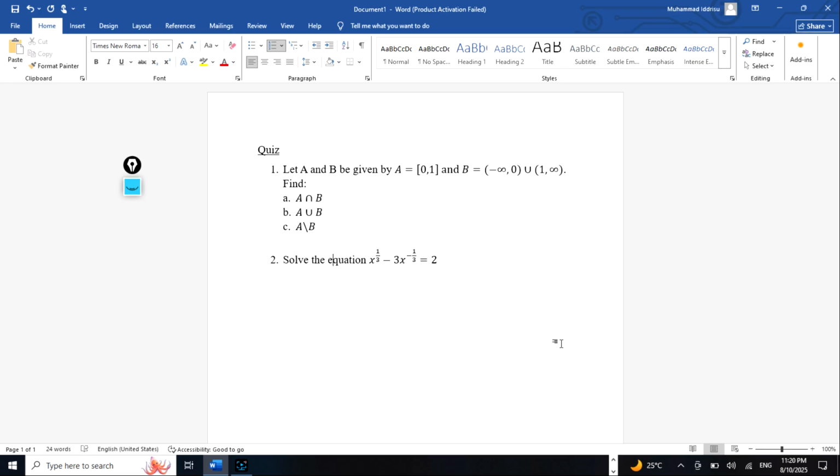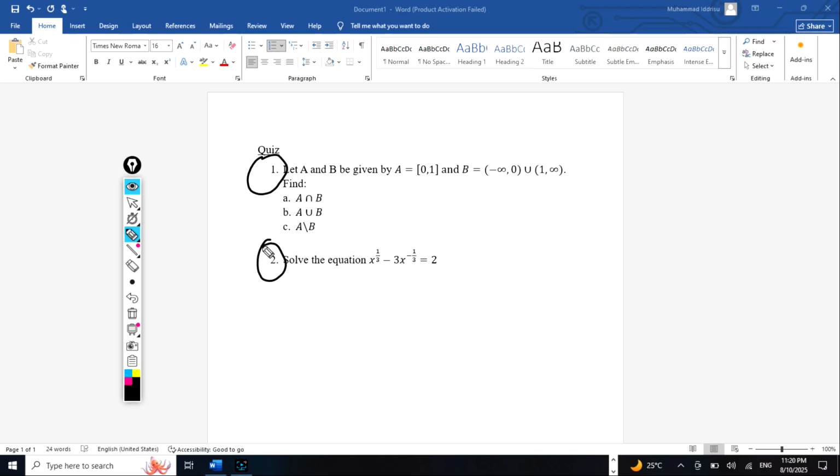So in this video we're going to look at these two questions. Question 1 states that let A and B be given by A is equal to the interval 0 to 1 including 0 and 1, and B is equal to the interval negative infinity to 0 excluding 0, union 1 to infinity excluding 1.